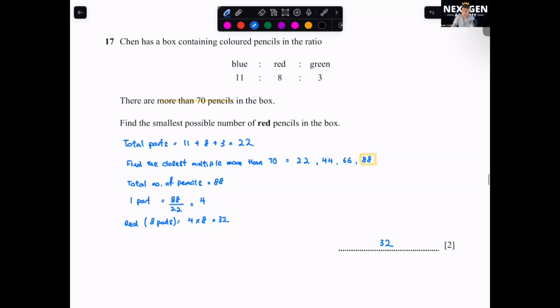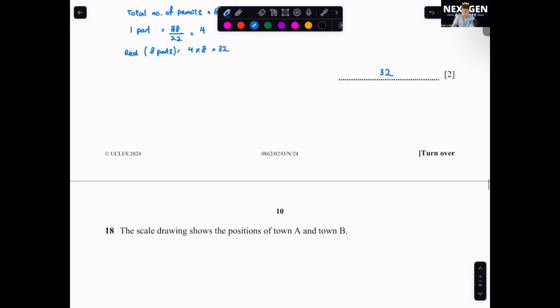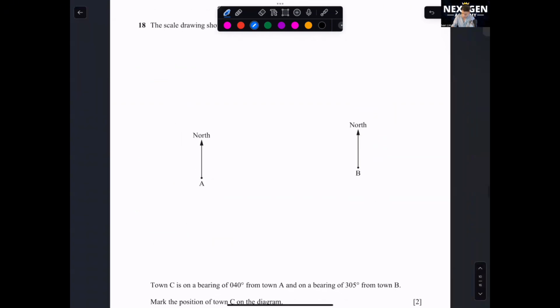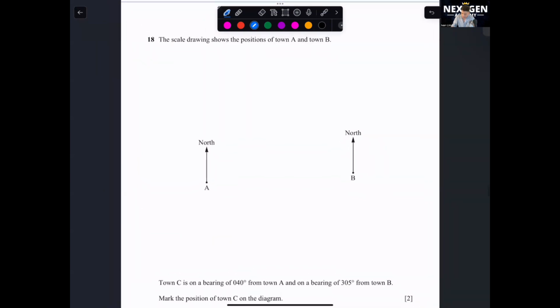Question 18. The scale drawing shows the position of town A and town B. Town C is on a bearing of 040 degrees from town A and on a bearing of 305 degrees from town B. Mark the position of town C on the diagram.